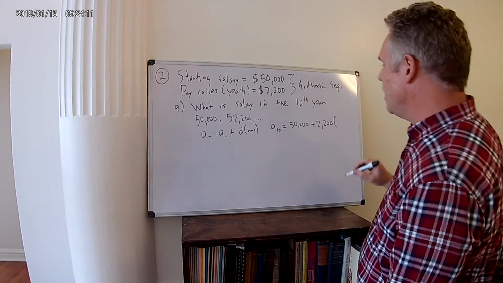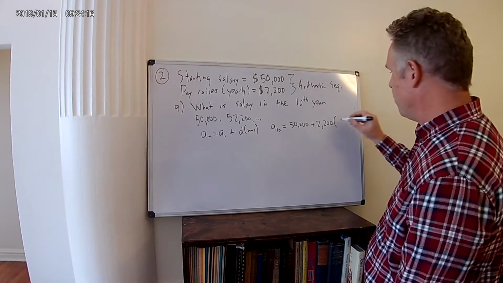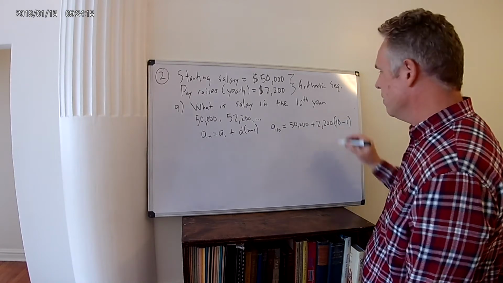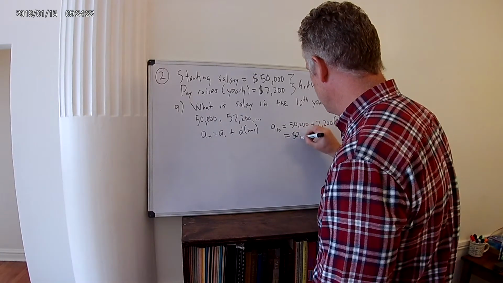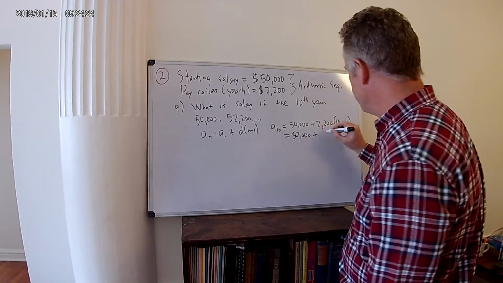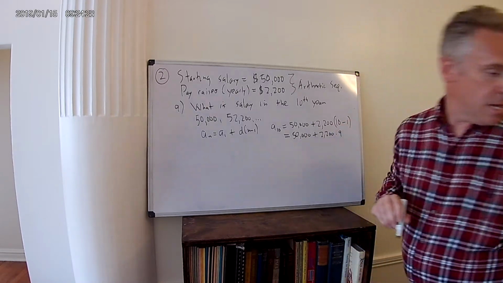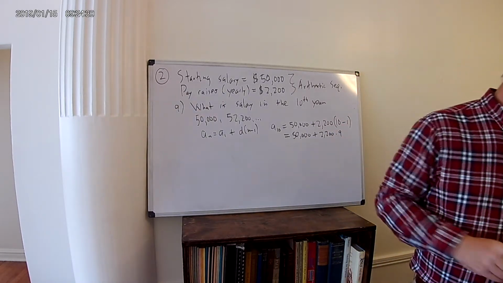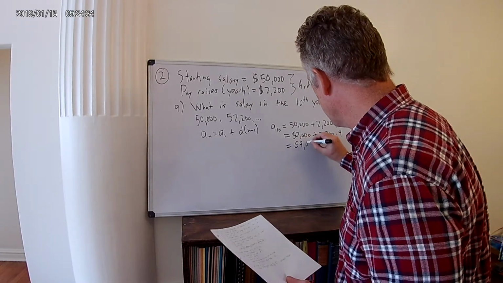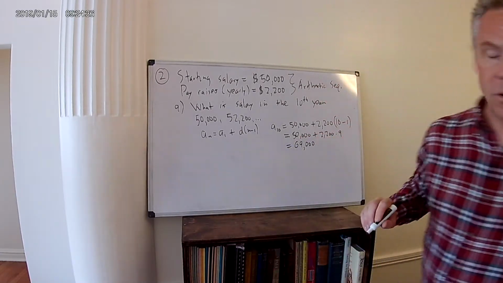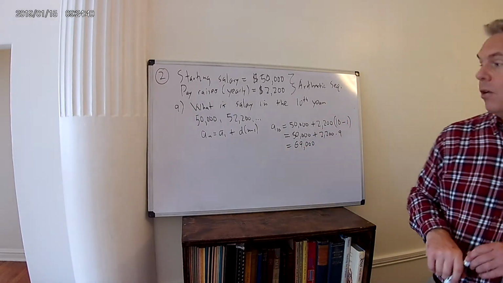d times n minus 1. In this case, n is 10 because we're talking about the 10th term. So we get 10 minus 1. And if you plug this in, you get 50,000 plus 2,200 times 9. And if you plug this in your calculator, you get $69,000. Okay, so in the 10th year at this job, you'll be earning $69,000.